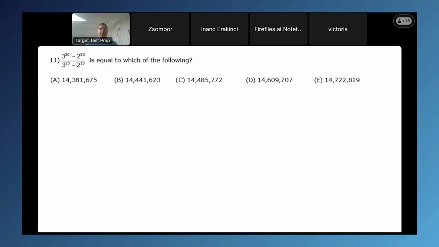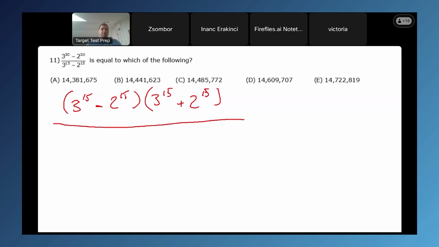So instead, this is also incorporated with difference of squares, right? Because you see it's here. So anytime you see it, you want to use it. 3 to the 15 minus 2 to the 15, 3 to the 15 plus 2 to the 15 over 3 to the 15 minus 2 to the 15. These cancel, and then you're left with 3 to the 15 plus 2 to the 15.